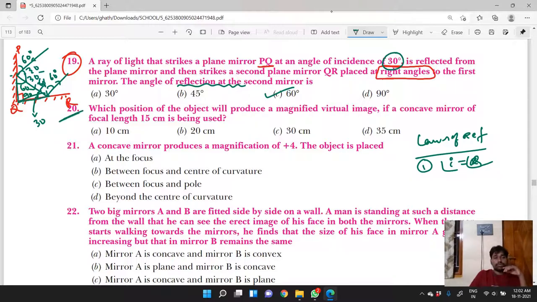Next. Question number 20. Which position of an object will produce a magnified virtual image? I explain it at the start. Only if the object is placed less than the focal length in front of the concave mirror, then it produces a virtual enlarged image. So the object should be placed less than focal length. Less than focal length means this is the pole, this is the focus. Pole is always considered as zero. This is nothing but 15 centimeter. Between 15 and 0, it forms a virtual enlarged image. So the other options are greater than 15. Only answer is 10. Okay.